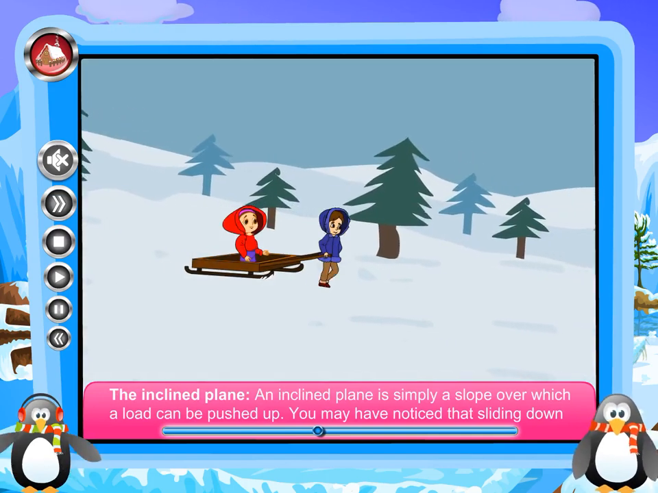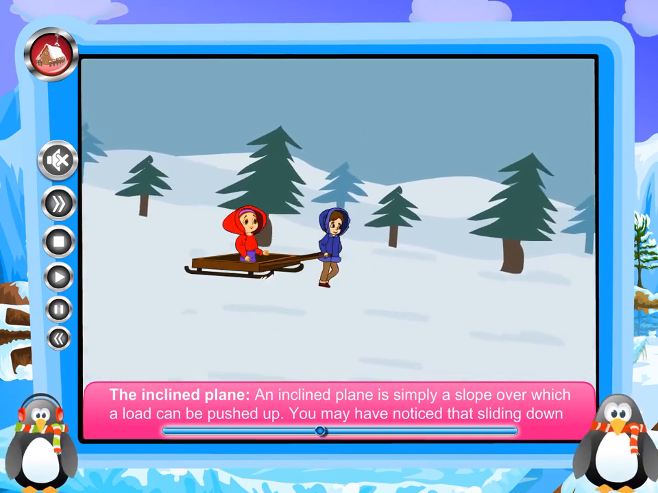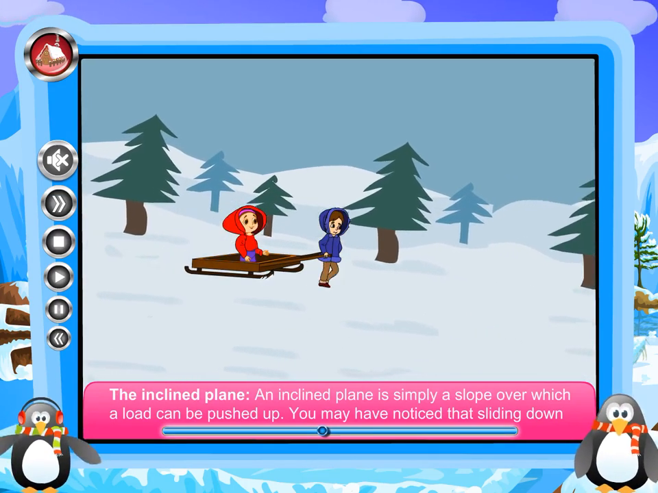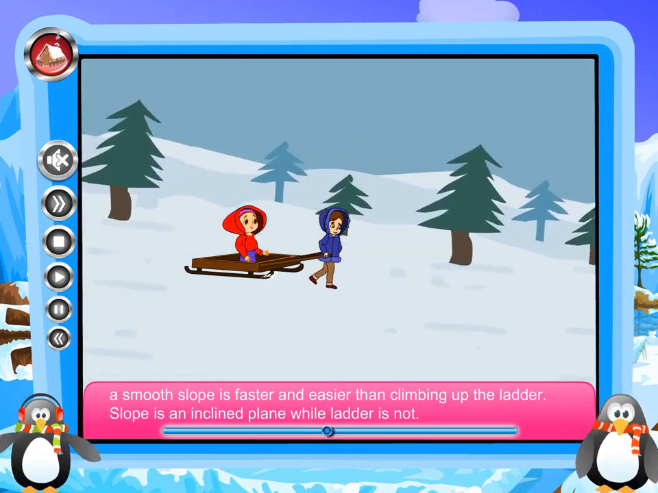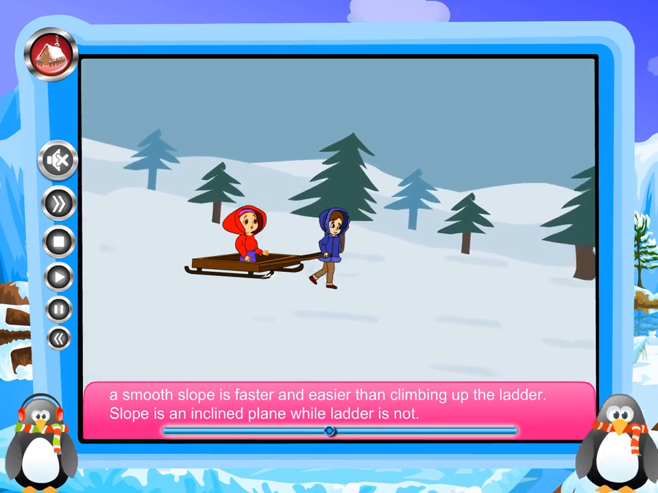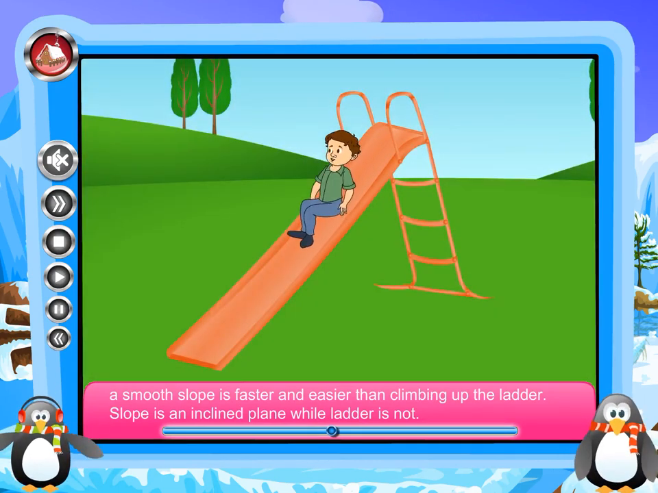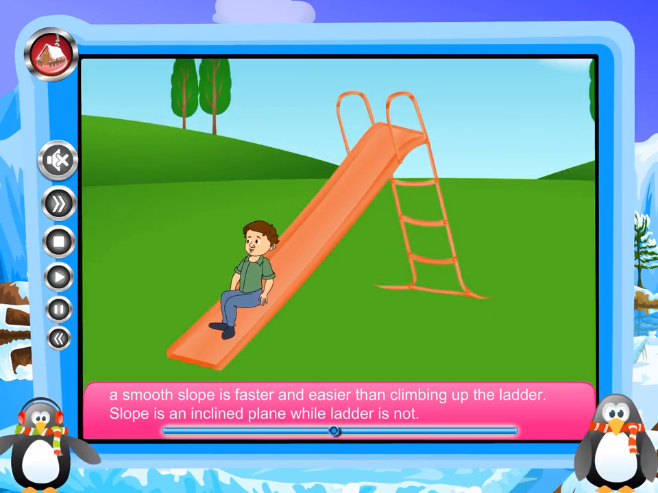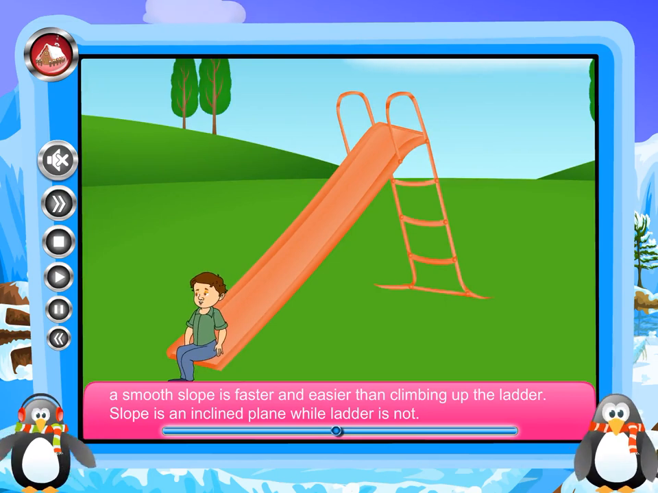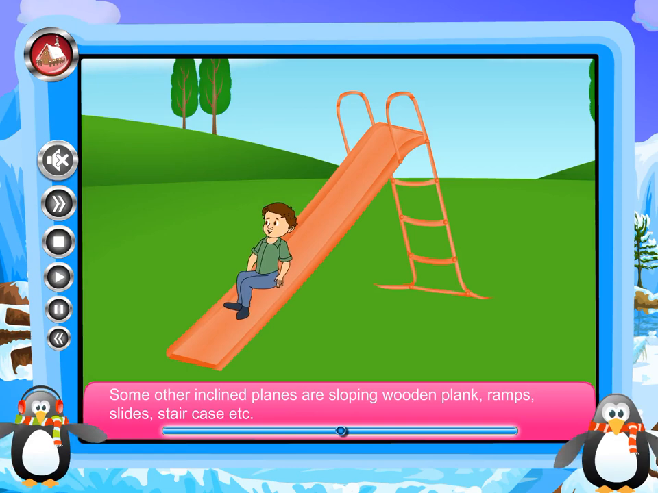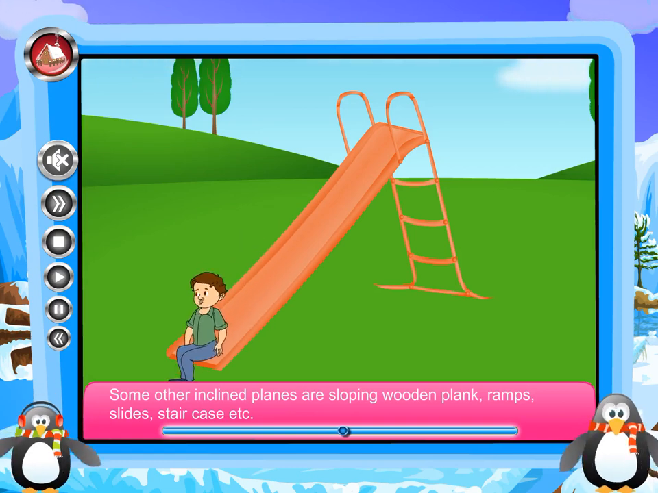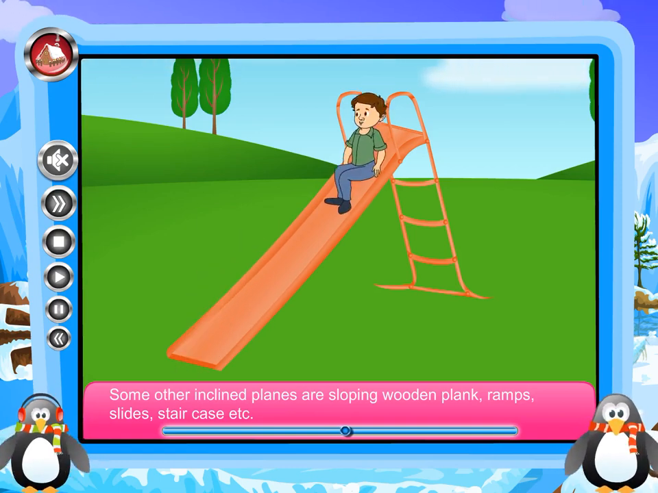The inclined plane. An inclined plane is simply a slope over which a load can be pushed up. You may have noticed that sliding down a smooth slope is faster and easier than climbing up the ladder. Slope is an inclined plane, while ladder is not. Some other inclined planes are sloping wooden plank, ramps, slides, staircase, etc.